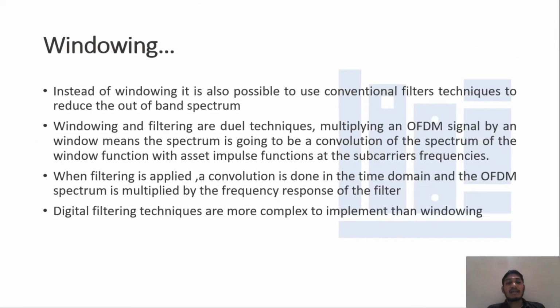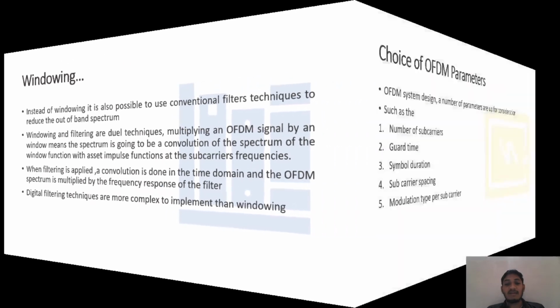Instead of windowing, it is also possible to use a convolutional filter technique to reduce the out-of-band spectrum. Windowing and filtering are dual techniques. Multiplying an OFDM signal by a window means the spectrum becomes a convolution of the spectrum of the windowing function with a set of impulse functions at the subcarrier frequencies. When a filter is applied, a convolution is done in the time domain and the OFDM spectrum is multiplied by the frequency response of the filter. Digital filter techniques are more complex to implement than windowing.